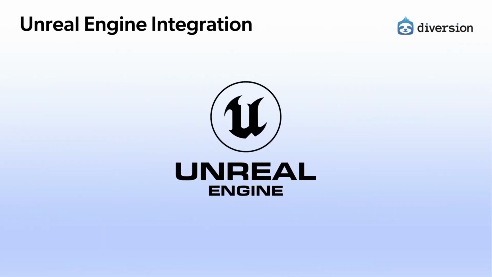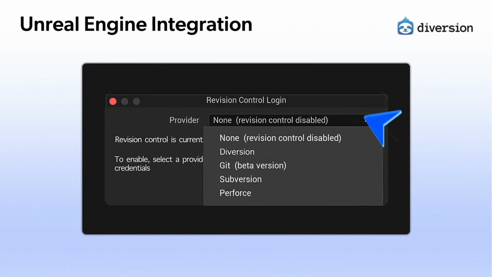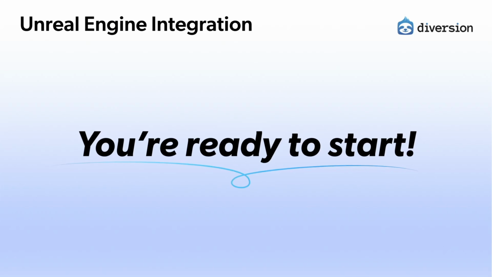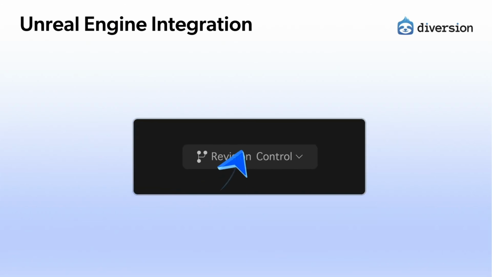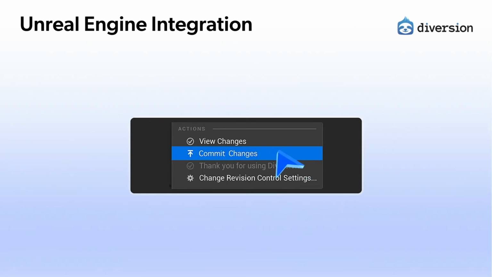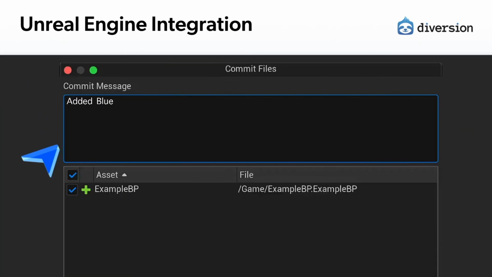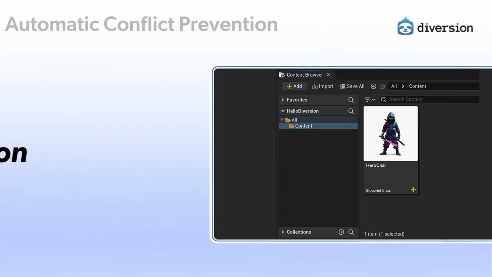So Diversion is a powerful cloud-based source control system designed to handle large binary files like Unreal Engine projects quickly and reliably. It's got a clean interface, supports branching, works seamlessly with Unreal Engine, and best of all, it's built to be incredibly indie friendly.